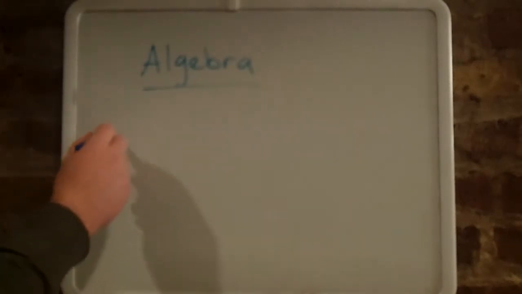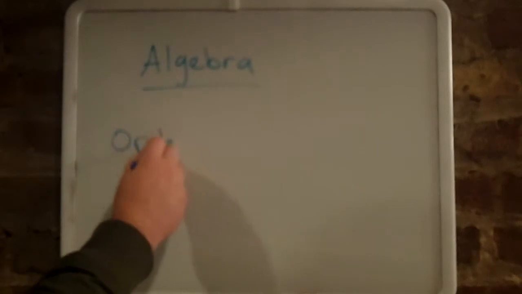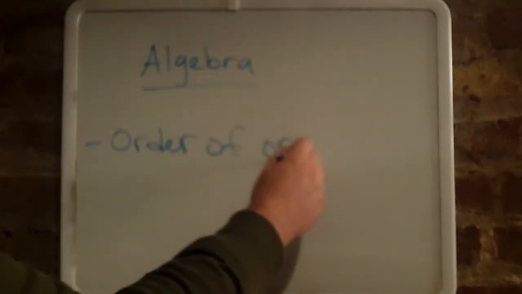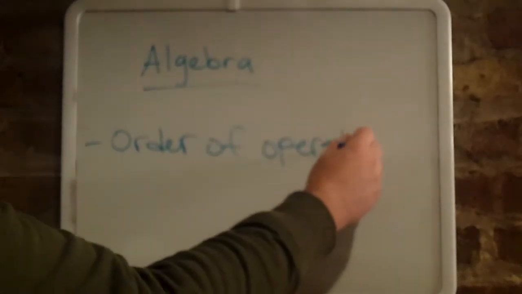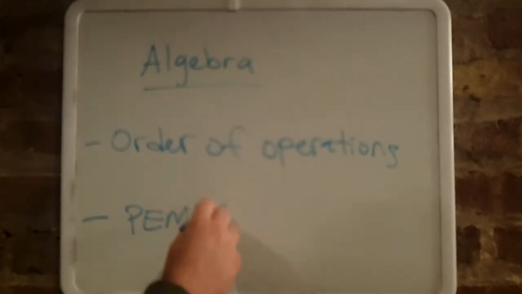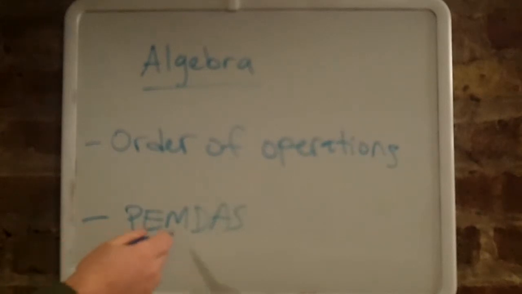And before we can do algebra, we have to learn about something called order of operations. By operations, we mean addition, subtraction, multiplication, division, exponents, and so on. There's a nice little acronym to remember the order of operations. It's PEMDAS. So this stands for parentheses, exponents, multiplication, division, addition, subtraction.